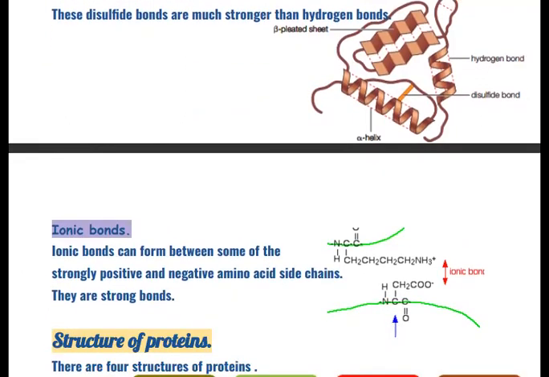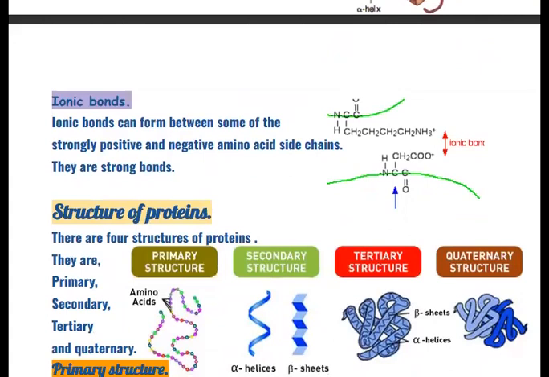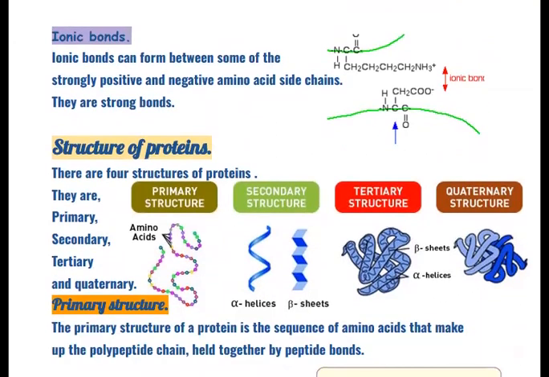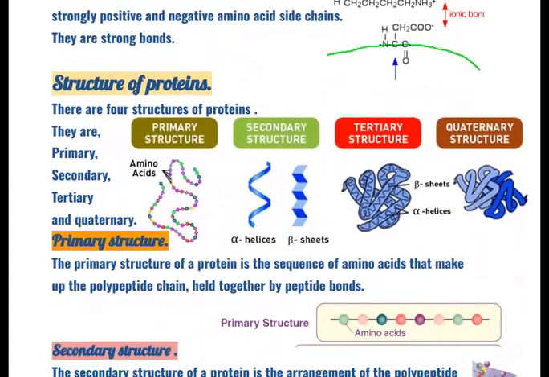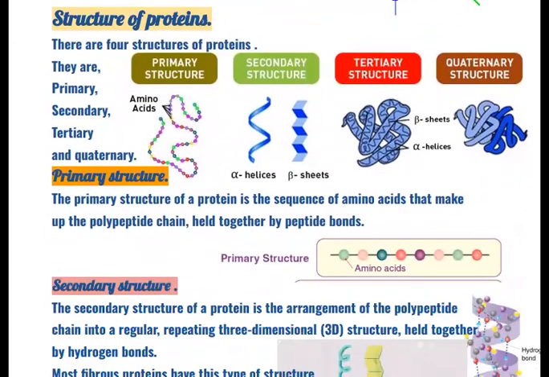Ionic bonds. Ionic bonds can form between some of the strongly positive and negative amino acid side chains. They are strong bonds. Structure of proteins. There are 4 structures of proteins. They are primary, secondary, tertiary and quaternary.